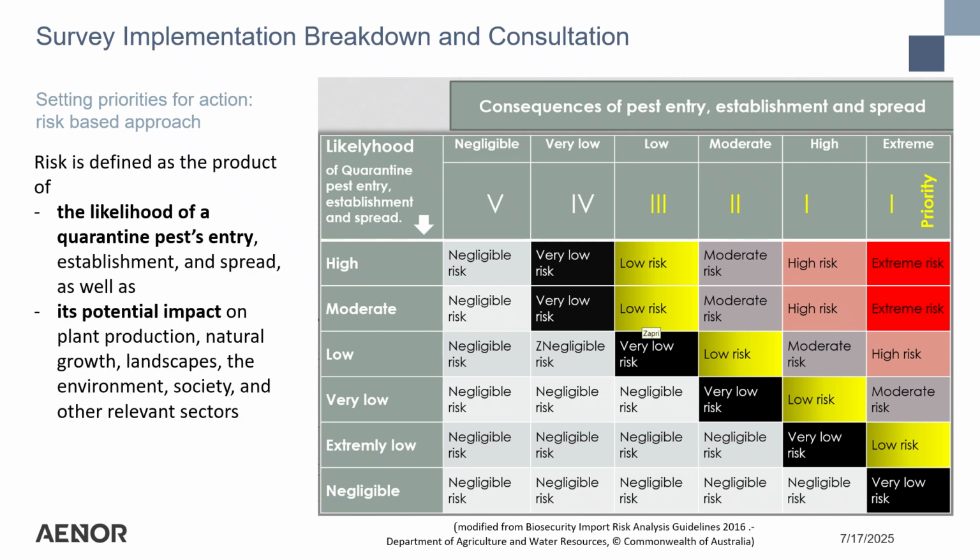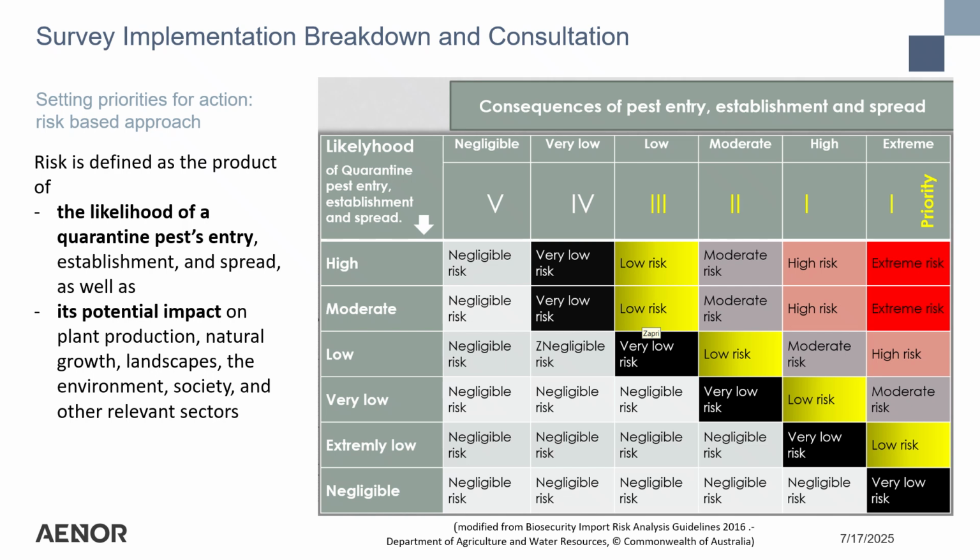Risk is defined as the product of the likelihood of quarantine pest entry, establishment, and spread, as well as its potential impact or consequences for a new pest entry, establishment, and spread in plant production, natural growth, landscape, the environment, society, and other relevant sectors. If the likelihood is high and impact extremely high, the risk will be extreme, and the pest will be our first priority for actions.